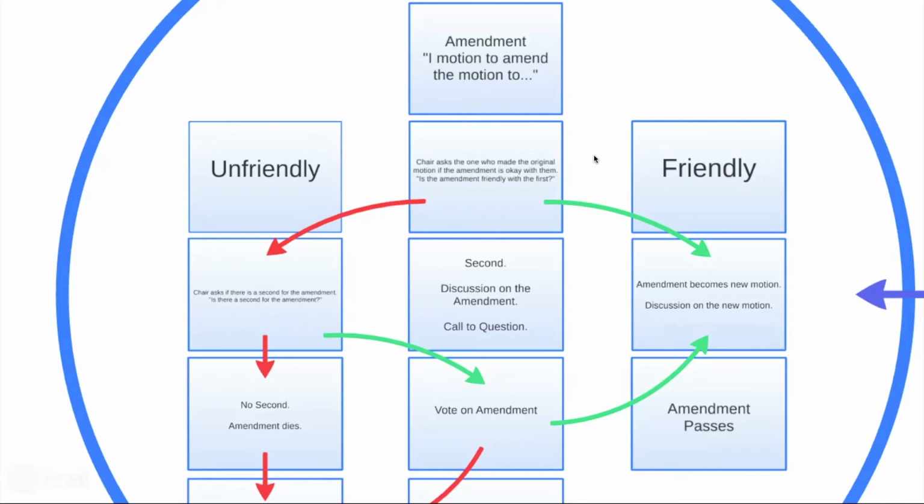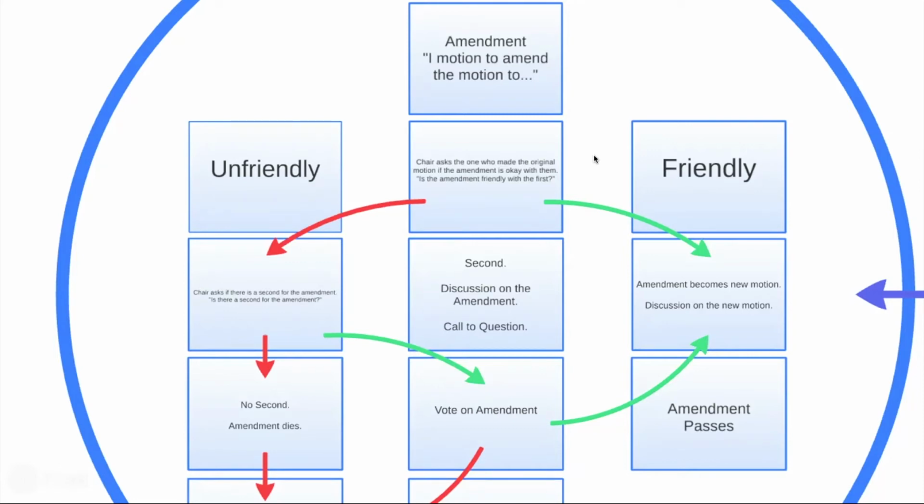So in my original example, if you accidentally motioned for $100 when it should have been $1,000, you motion to amend the motion to say $1,000. The chair will ask, is it friendly with the first? They will say yes, and the amendment becomes the new motion.